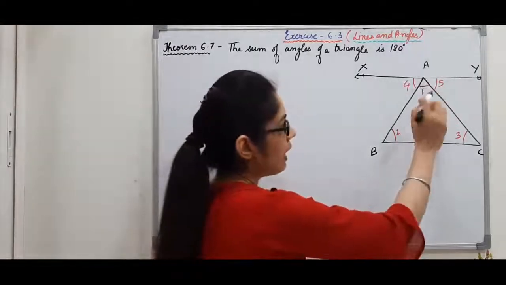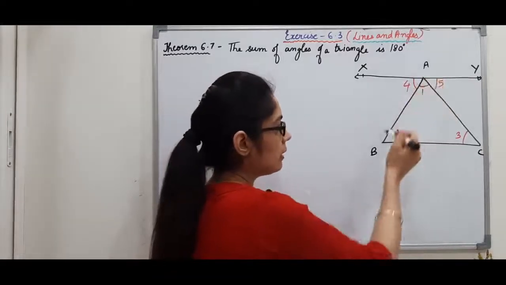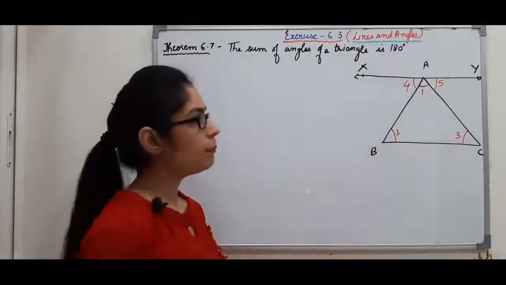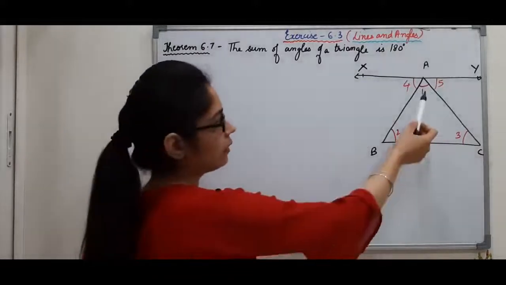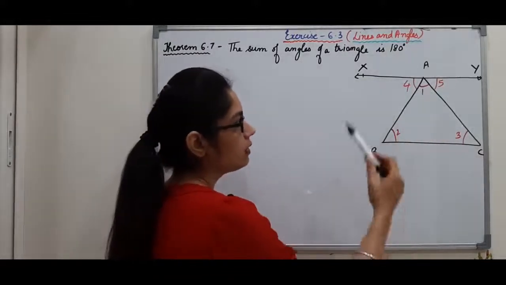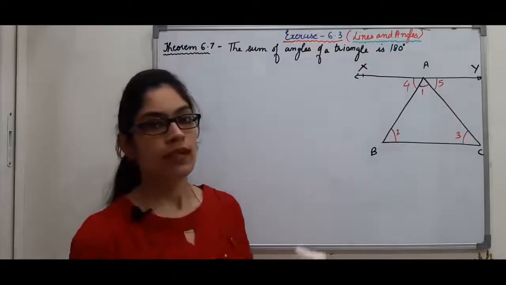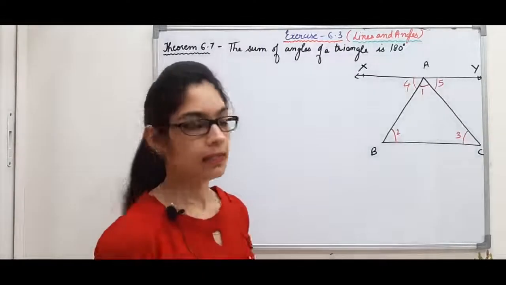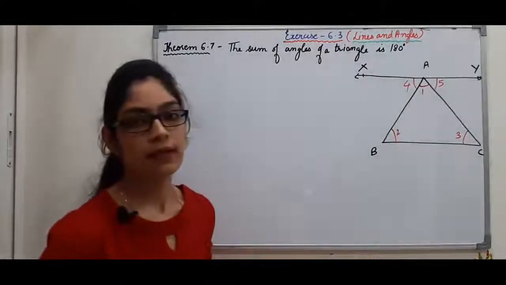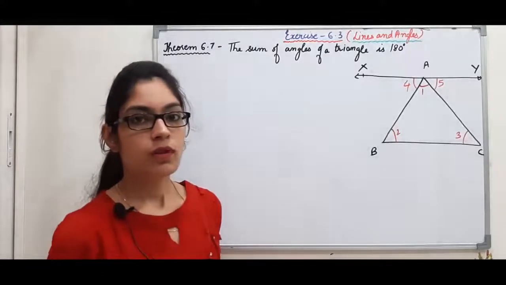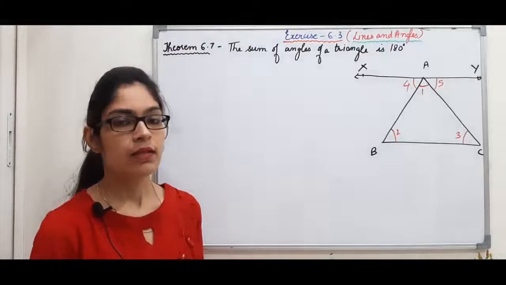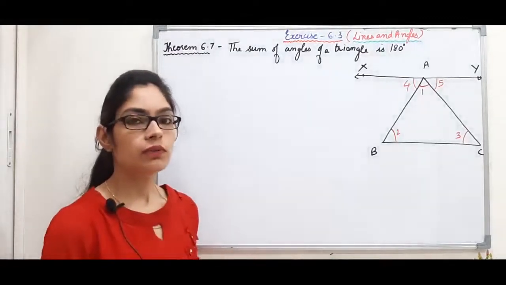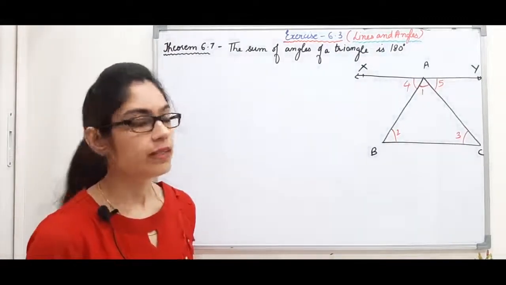So we have to prove that in this triangle ABC, the sum of the angles, I have already given the names to these angles, angle 1, angle 2 and angle 3. So basically we have to prove that angle 1 plus angle 2 plus angle 3 is equal to 180 degree. This theorem is also known as angle sum property of triangle, and this result we can use while doing the questions of the exercise.